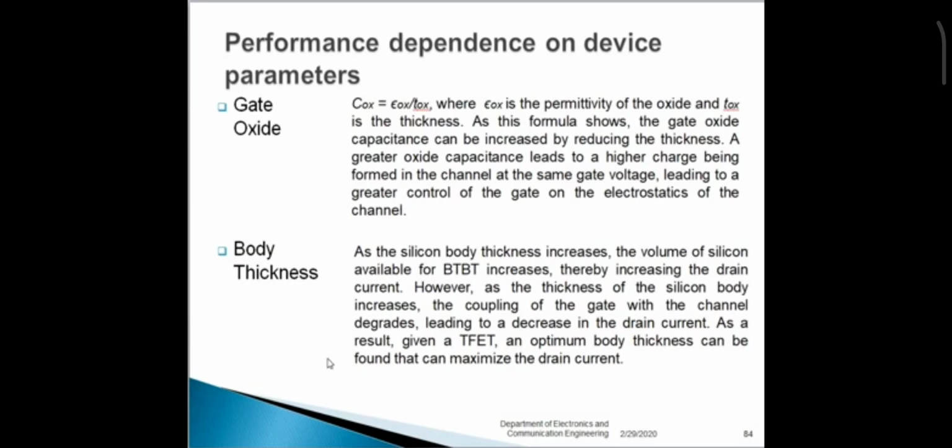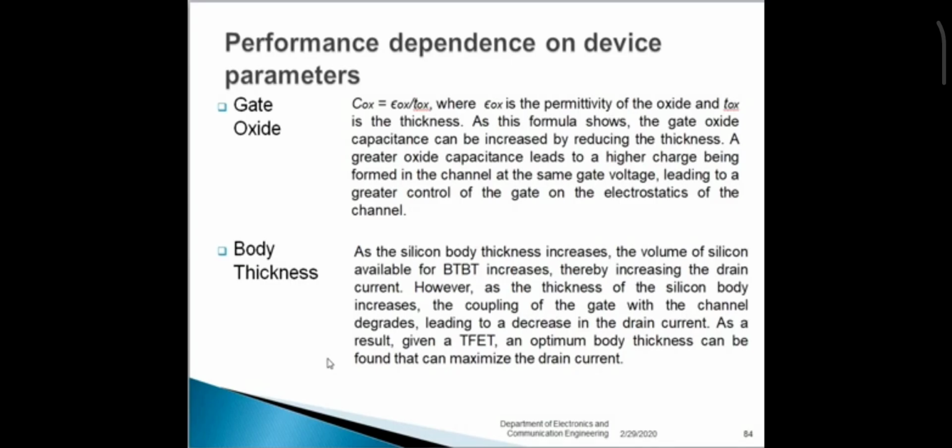The impact of the silicon body thickness on the drain current depends upon two competing effects. As the silicon body thickness increases, the volume of silicon available for band-to-band tunneling also increases, thereby increasing the drain current. But as the thickness of the silicon body increases, the coupling of the gate with the channel degrades, leading to a decrease in the drain current. As a result, only an optimum body thickness TFET can maximize the drain current.